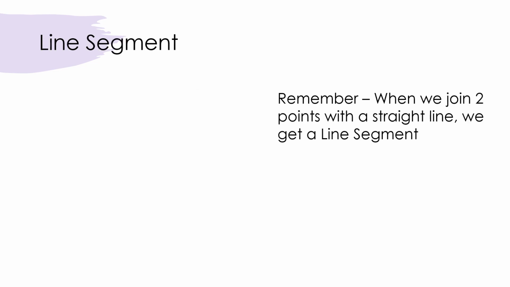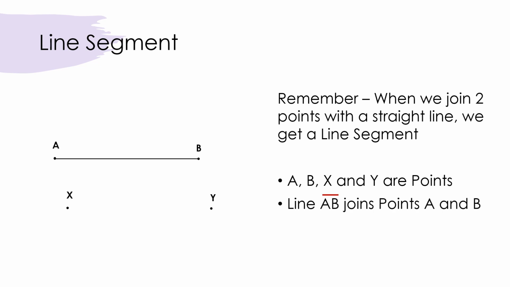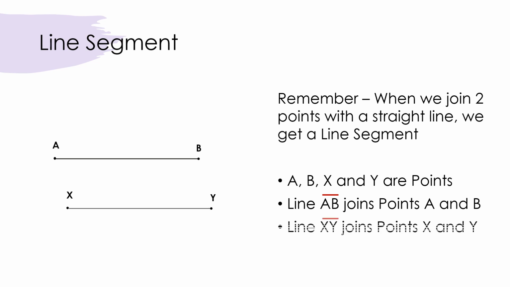Next, we are looking at line segment. Remember, when we join two points with a straight line, we get a line segment. A line segment ends at the points. So we have points A, B and X, Y. When we join the points, what happens? Line AB joins point A and B. Line XY joins points X and Y.